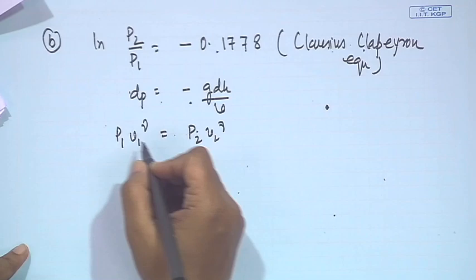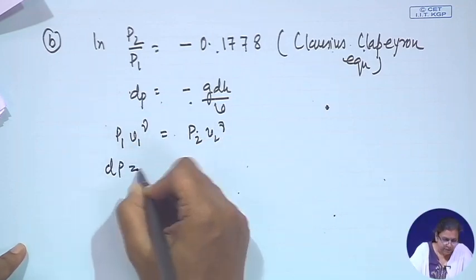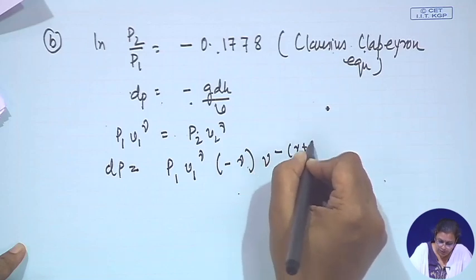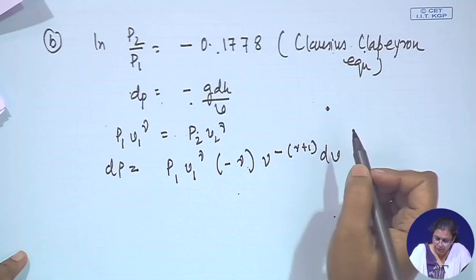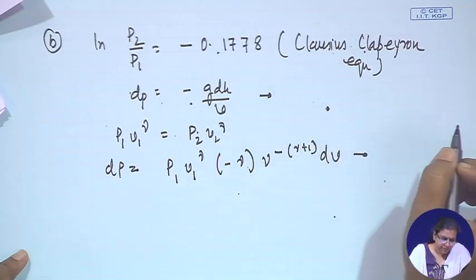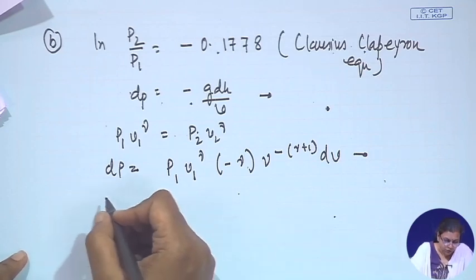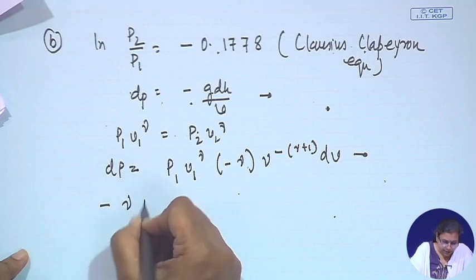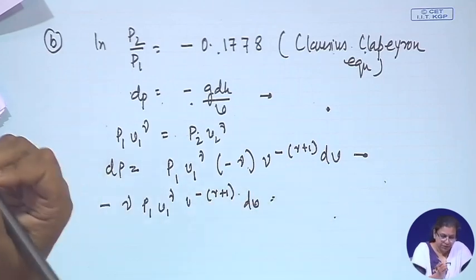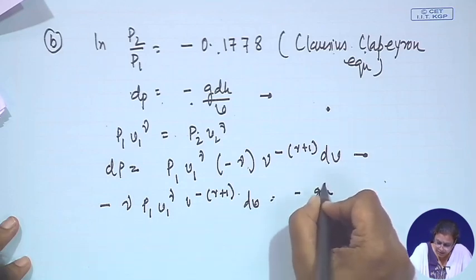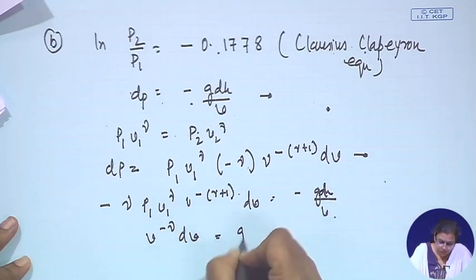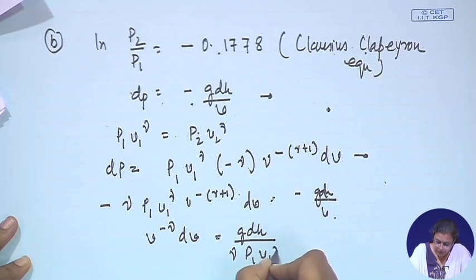So, if you proceed in the same way, we find that in this particular case dP equals to P1 V1 to the power gamma times minus gamma V to the power minus gamma plus 1 into dV. Just the same way that we had proceeded in the previous case, we do it, and then we substitute this particular equation in this equation, right. When we just substitute it, you see what you get. The equation is going to be minus gamma P1 V1 to the power gamma V to the power minus gamma plus 1 dV equal to minus G dH by V, or we can write it down as V to the power minus gamma dV equals to G dH over gamma P1 V1 to the power gamma, right.